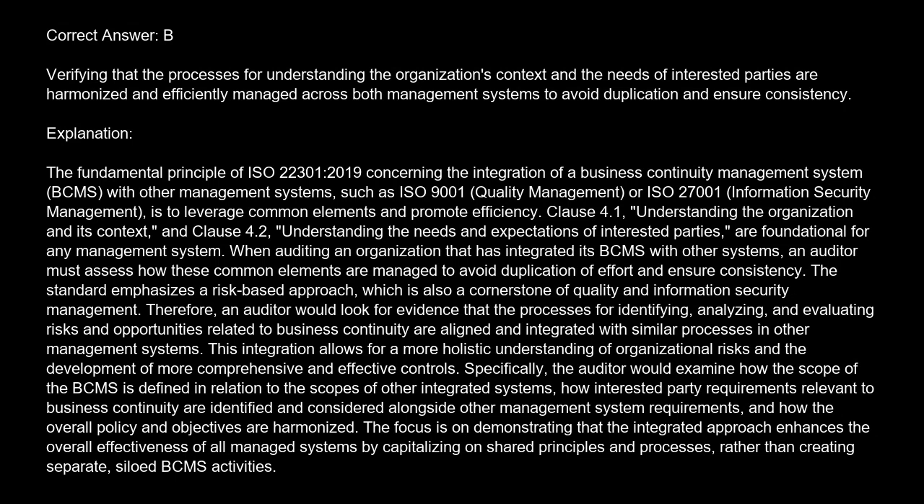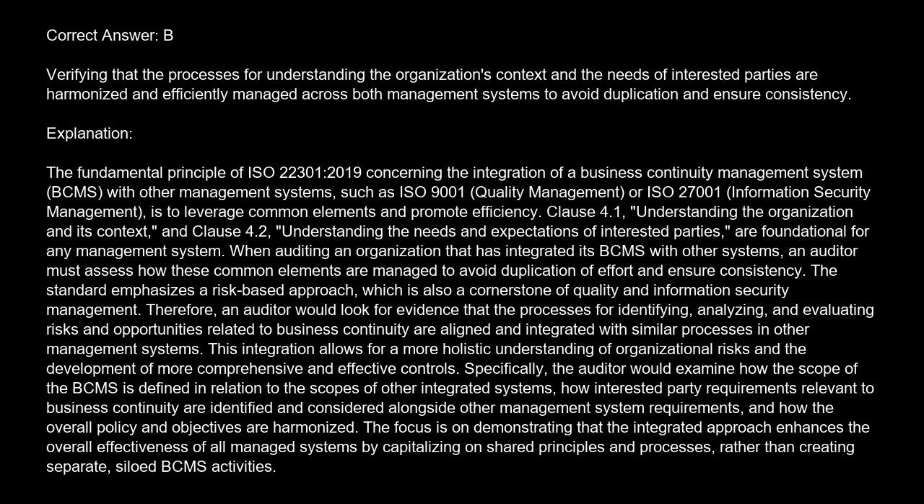The correct answer is B. Verifying that the processes for understanding the organization's context and the needs of interested parties are harmonized and efficiently managed across both management systems to avoid duplication and ensure consistency. Explanation. The fundamental principle of ISO 22301-2019 concerning the integration of a business continuity management system, BCMS, with other management systems such as ISO 9001, Quality Management, or ISO 27001, Information Security Management, is to leverage common elements and promote efficiency.